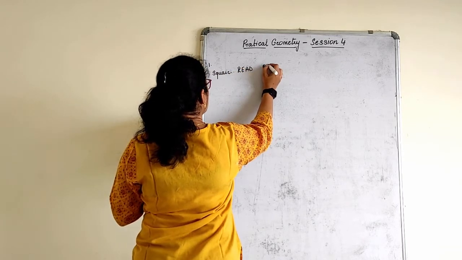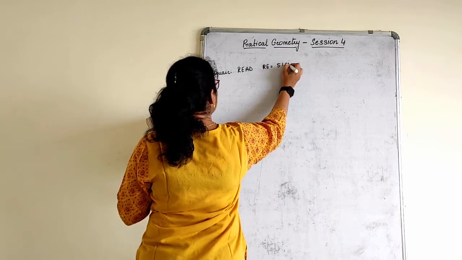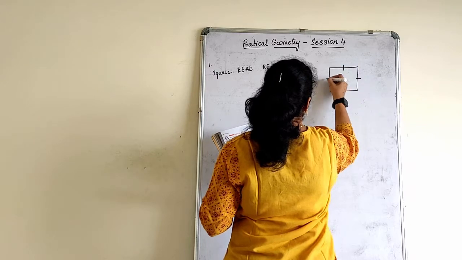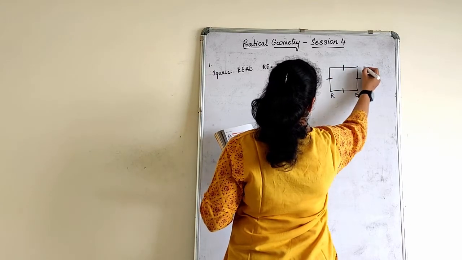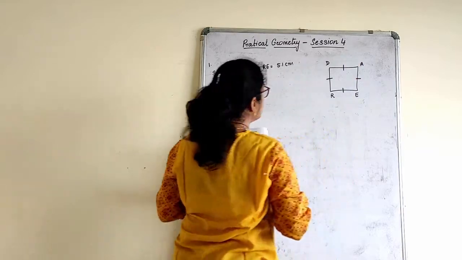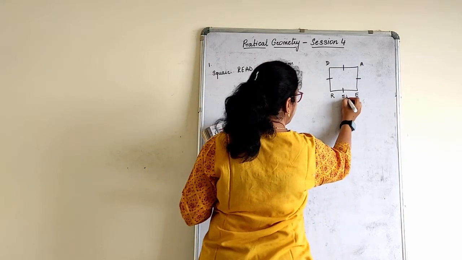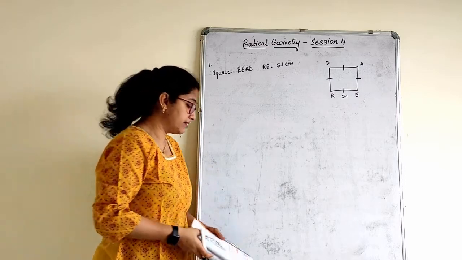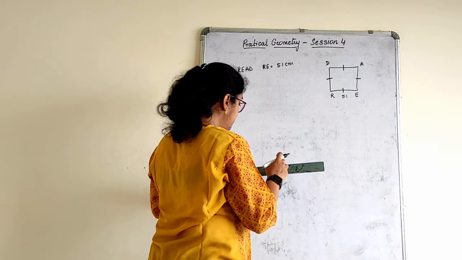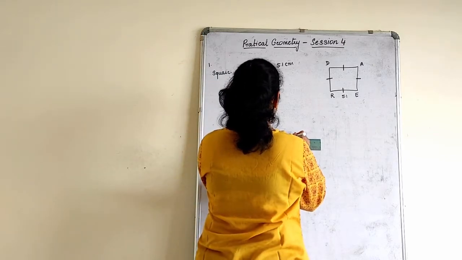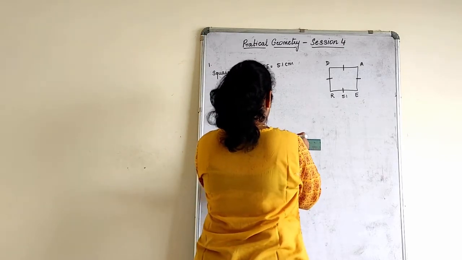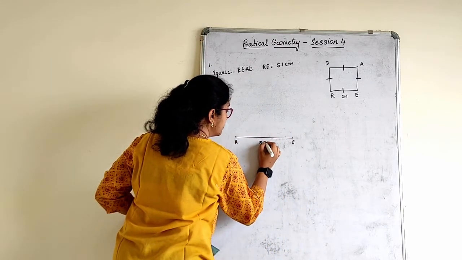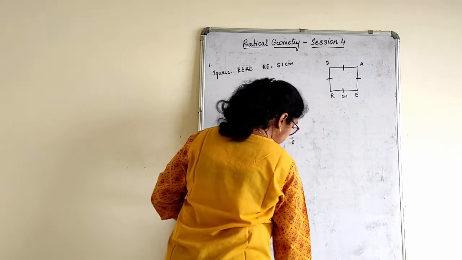READ with RE equal to 5.1 centimeter. READ. What is the base measurement, children? 5.1. Everything will be 5.1. Now we have done a rectangle like this. What we have to do? Take the base of 5.1, RE, that is 5.1 centimeter.